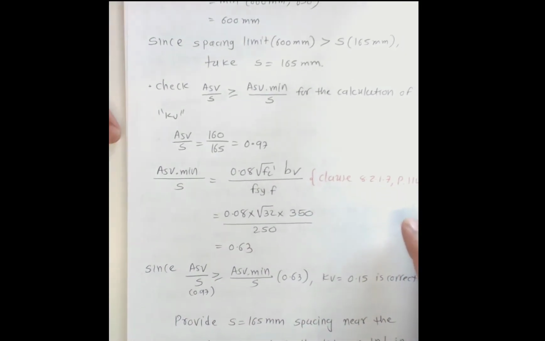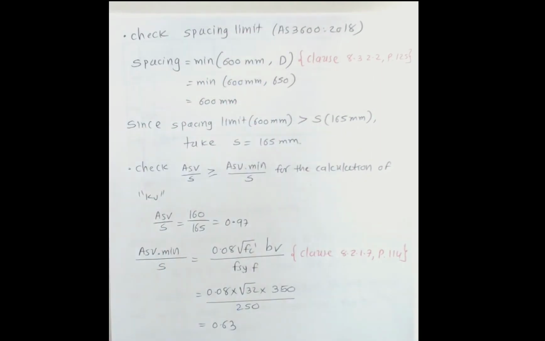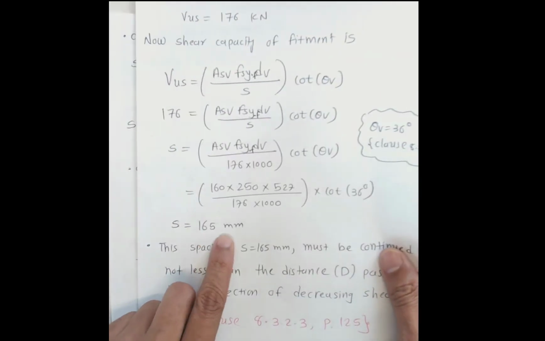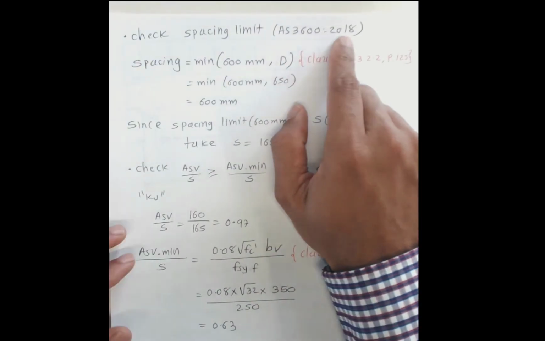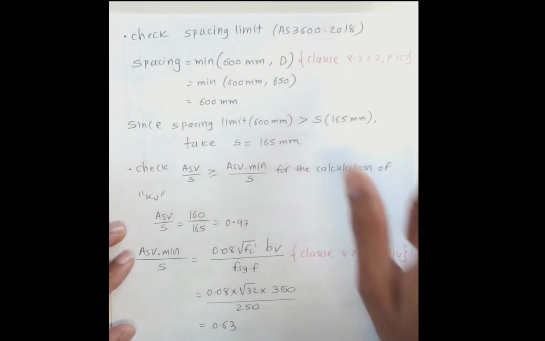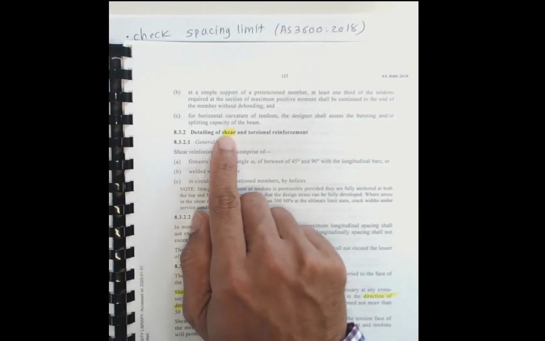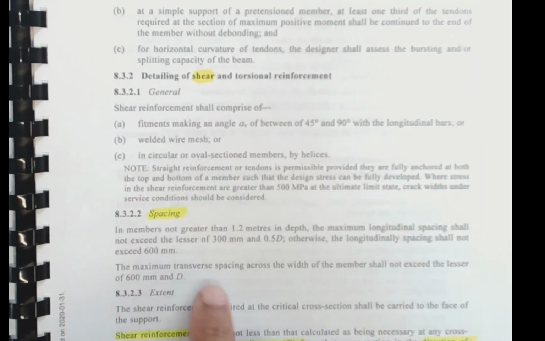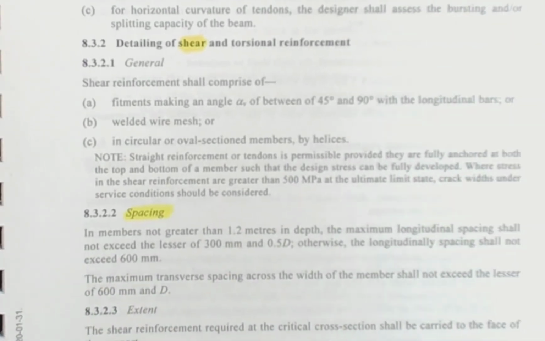Now in this case, we also make sure that we don't cross the limit, because it says that S equals 165 millimeters, but how do we know whether this spacing satisfies the condition given in the AS3600-2018? So if you go to page number 125 again, it has a shear requirement for how much spacing you can apply. If you read this line here, it is basically saying that the spacing should be the minimum of 600 and D.